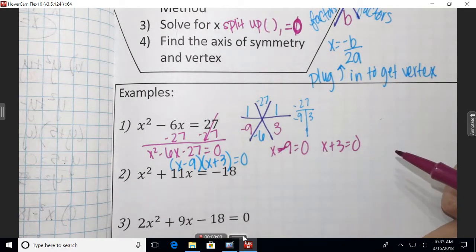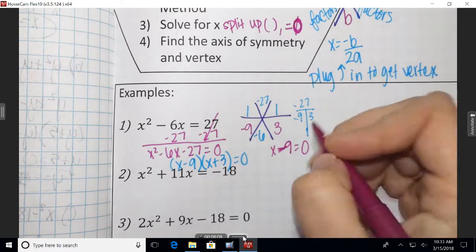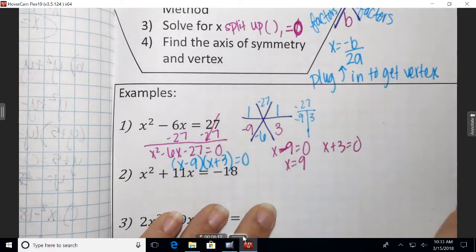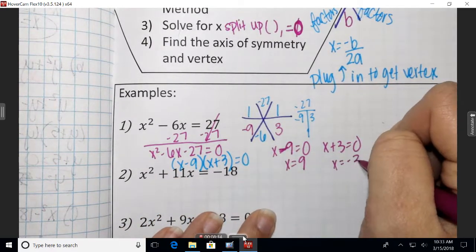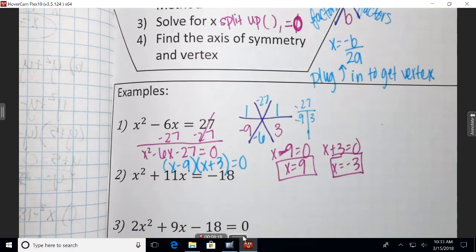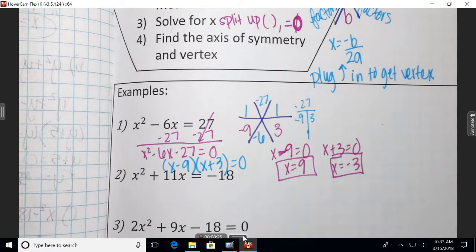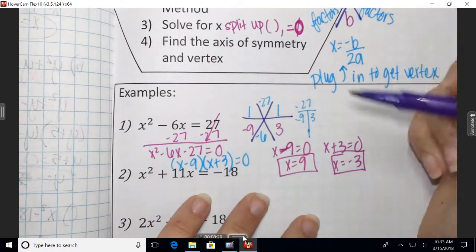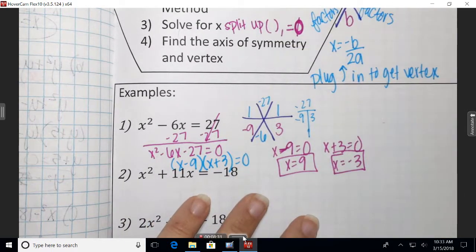No. Have we solved for x? So what are my solutions? Because that's what I'm trying to find here, the solutions. Positive 9 and negative 3. Now those are 2 points on our graph, and we're going to graph all of it together in just a minute. But what is the last thing I have to do? I have to find my axis of symmetry and vertex, correct?